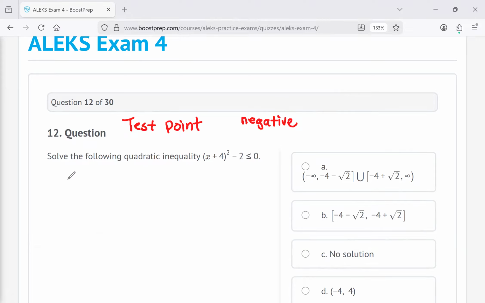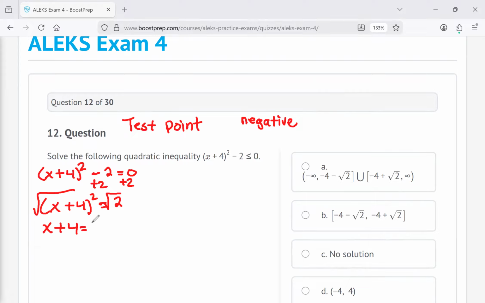Okay. Then what I'm going to do is actually solve for x. So I'm going to set this equal to 0. So I'm going to say (x + 4)² − 2 = 0, right? And then I'm going to go ahead and solve for x. So I'm going to add 2, get (x + 4)² = 2. And then take the square root of both sides. So you get x + 4 = ± √2.